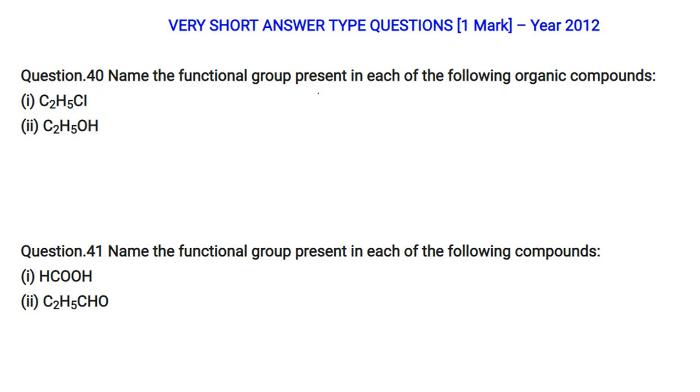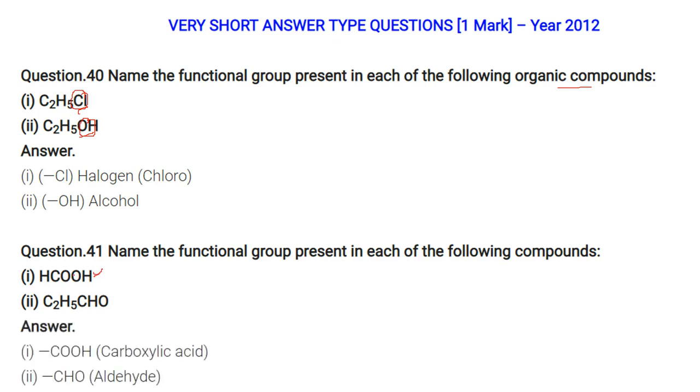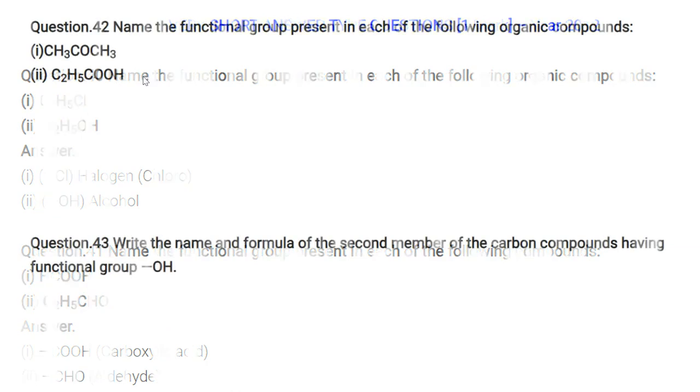Name the functional group present in each of the following organic compounds: C2H5Cl, C2H5OH. So this is Cl, which is a halogen or a chloro group, and this is OH, which is alcohol. Name the functional group present in the following compounds: HCOOH and C2H5CHO. So here we have COOH, which is a carboxylic acid, and CHO, which is aldehyde.